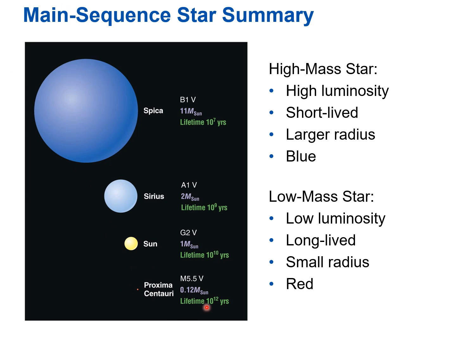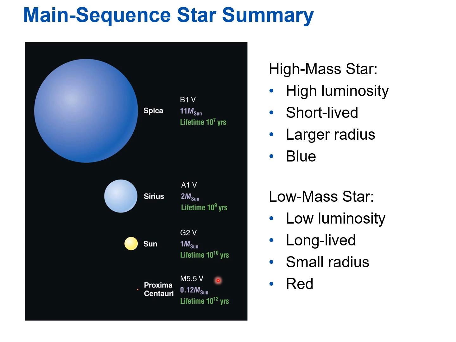We move on down to the lowest mass main sequence stars, something like Proxima Centauri here, which happens to be the closest star to the sun. It's about 4.2 light years away. These are the lowest luminosity. They live the longest, they're the smallest, and they're red. So Proxima Centauri is an M. It says here M5.5.